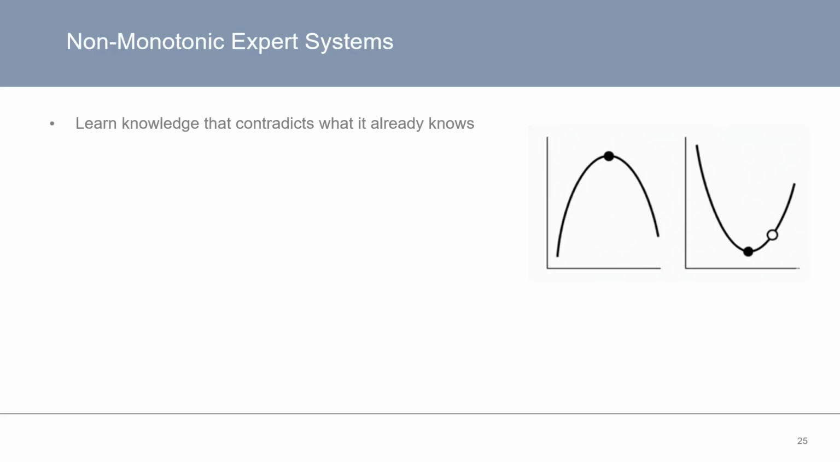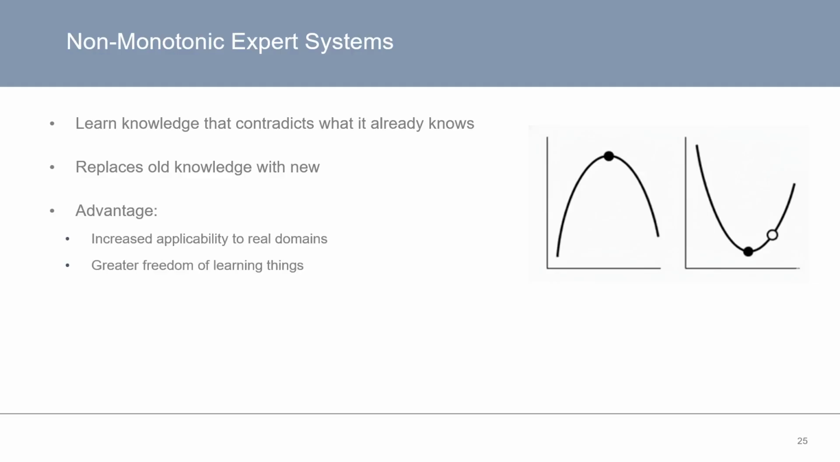In contrast, non-monotonic expert systems can learn knowledge that contradicts what's already known. It does this by replacing old knowledge with new knowledge. The advantage here is that there's increased applicability to real-world domains, and a greater freedom to learn new things. These are much harder to build, but a number of expert systems relying on non-monotonic logics have been proposed.